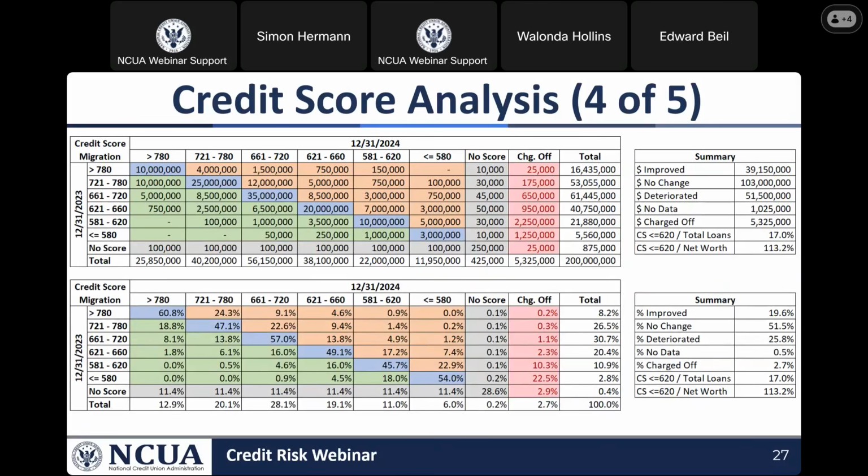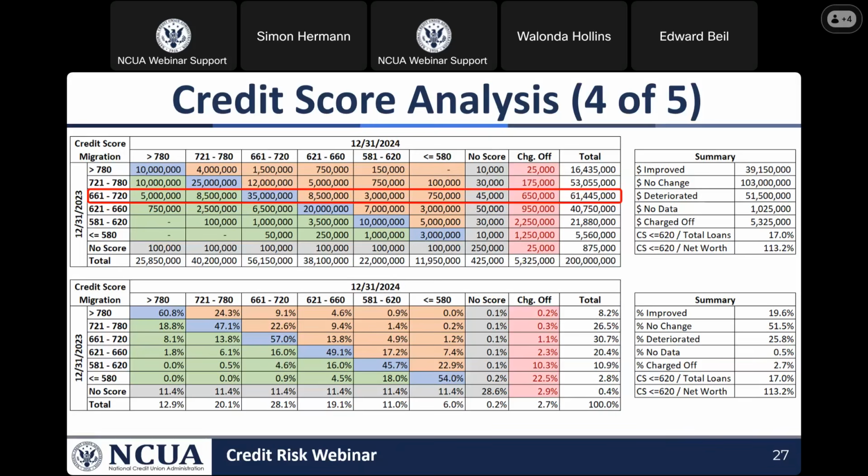This slide provides an example of a one-year credit score migration analysis for a hypothetical $200 million loan portfolio. The top analysis is outlined in dollars, while the bottom analysis is shown in a percentage format, but both tables are based on the same hypothetical data. So, for example, the largest section of the portfolio was just over $61 million. This section of the portfolio fell into the 661 to 720 credit score bucket. During the following 12 months, $13.5 million in loans to those borrowers saw credit score improvements, $35 million saw no change in credit score, $12.25 million saw their credit scores decline, and $650,000 were charged off.